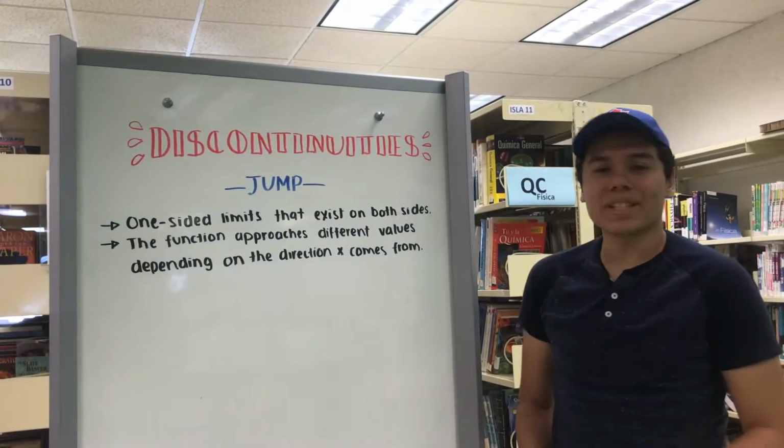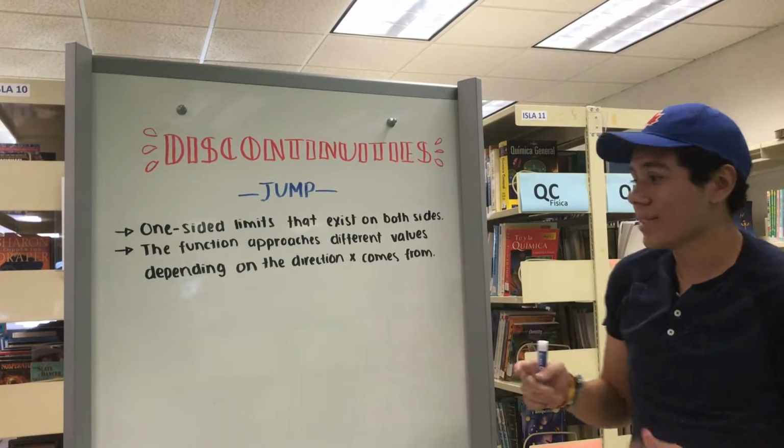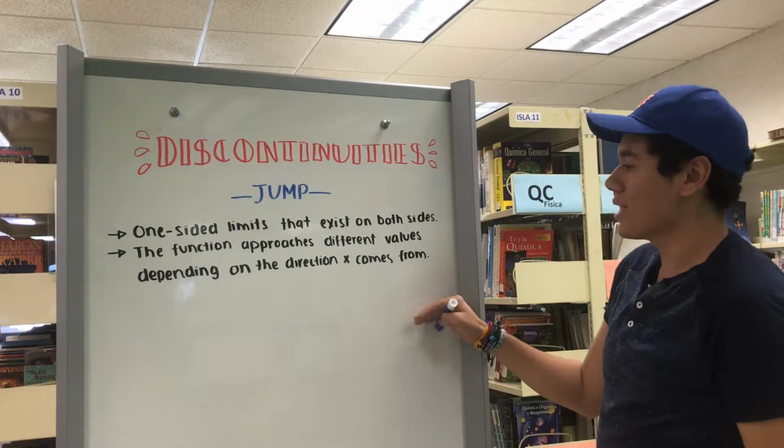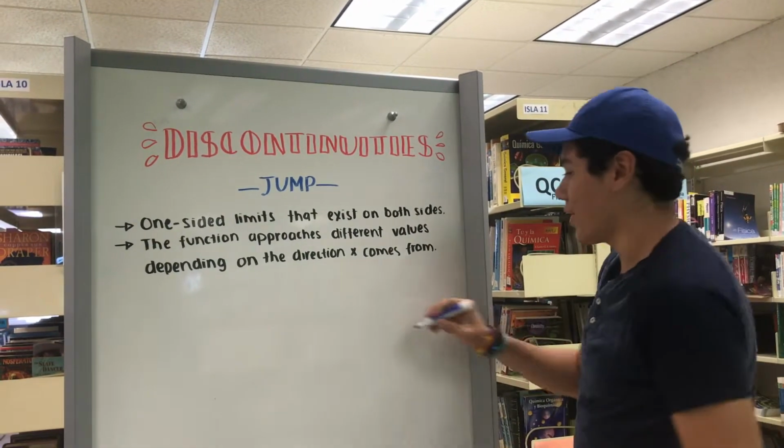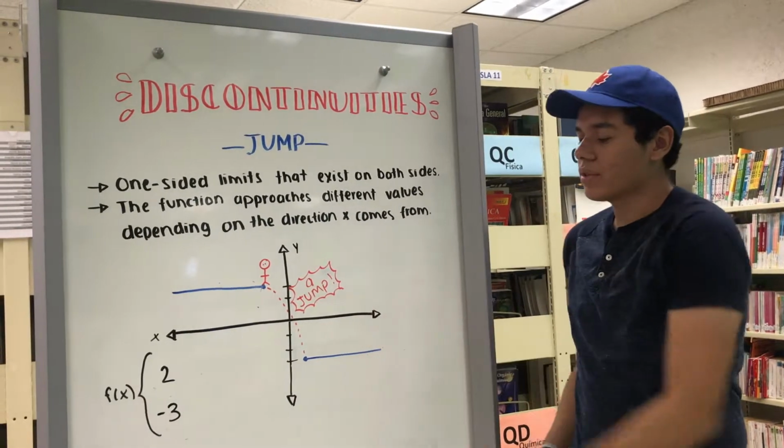The first example of discontinuity is the jump. This is where one limit exists on both sides, meaning that the function approaches different values depending on the direction of x. For example, here is one example of a jump discontinuity, where x approaches from different sides.